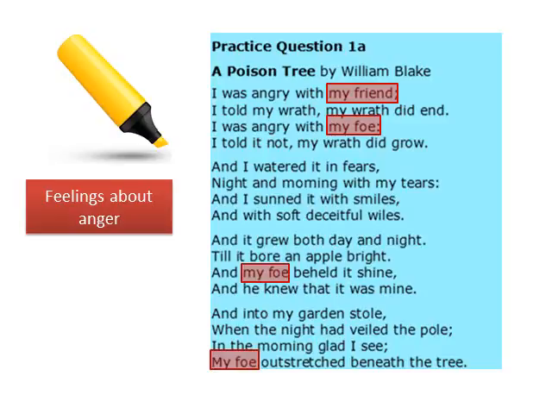In the second line, we learn that if the feelings of anger, the speaker's wrath, had been spoken about, it could have ended. Instead, the poem ends with the foe being outstretched beneath the tree, metaphorically killed by the speaker's feelings of anger. We could read this as a poem about guilt at harbouring anger.